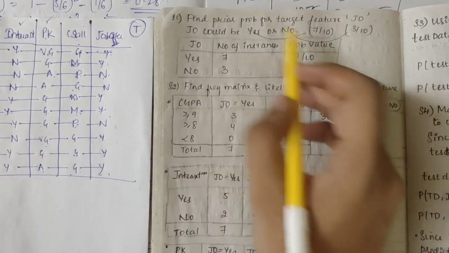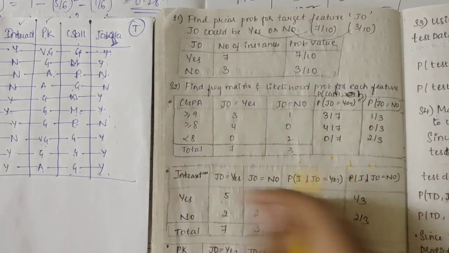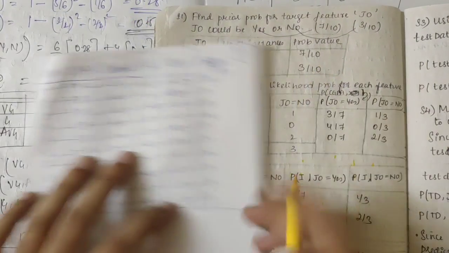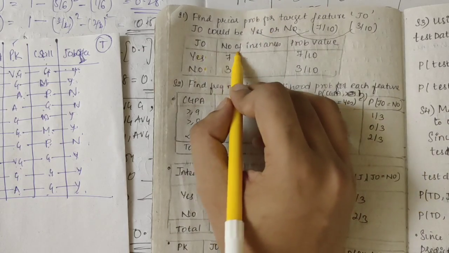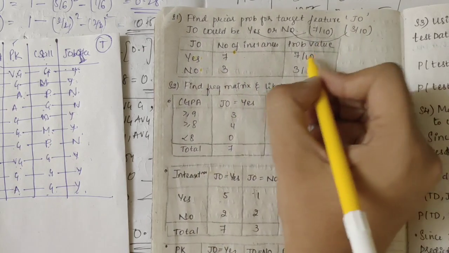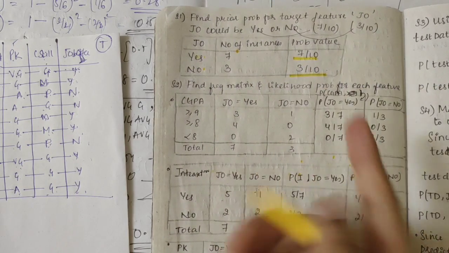So firstly, find the prior probability for the target class. Here the target class has yes and no, right? For yes there are 7 instances, for no there are 3 instances. So it would be 7 by 10 and 3 by 10. We are done with the first step.